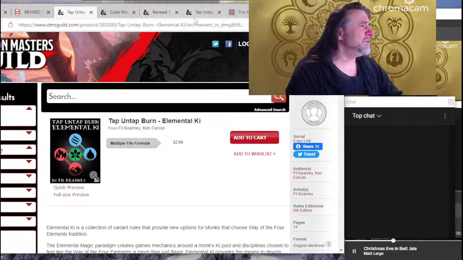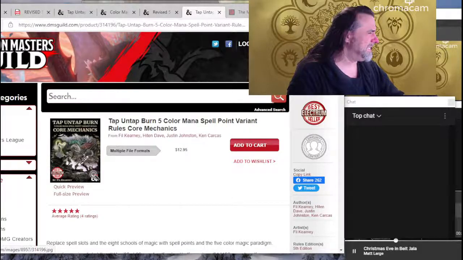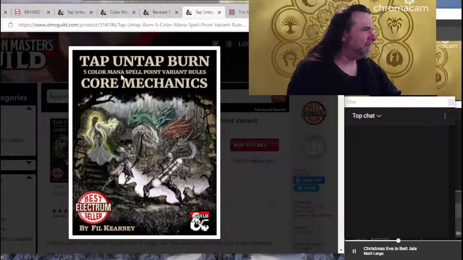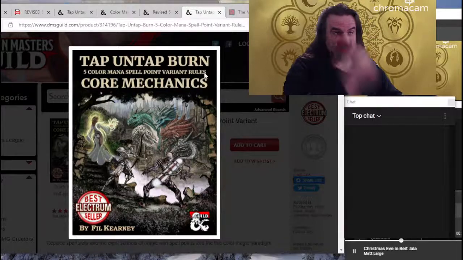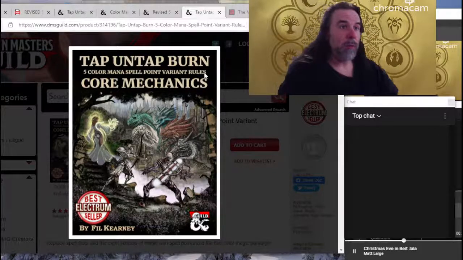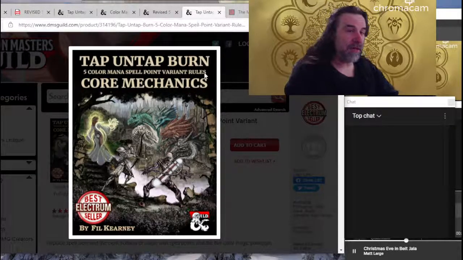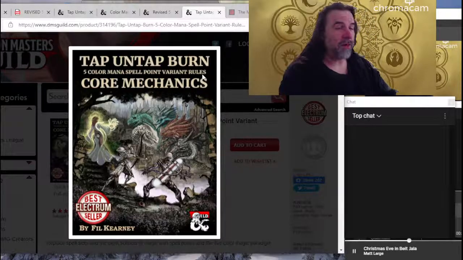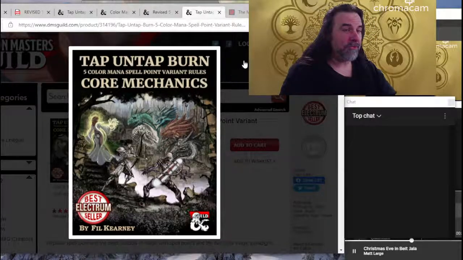We first introduced magic paradigms in Tap and Tap Burn 5-color mana spell point variant rules core mechanics, where we first began introducing the concept of color paradigms through the 5-color magic system introduced by Magic the Gathering, which became something we could officially publish on DMsGuild when Ravnica got released. I think that was in 2019.